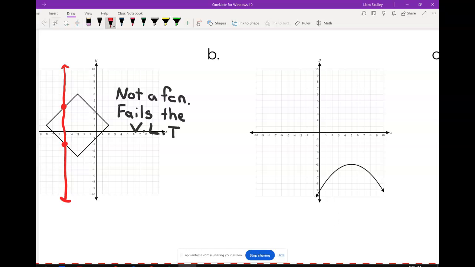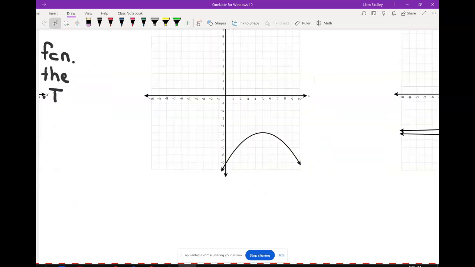Right. Next one we look at, anywhere I draw on my graph, it's only going to touch once. So I just pick one, say, right in the middle. It only crosses that one spot there. It passes the vertical line test. So you can say, yes, it is a function.